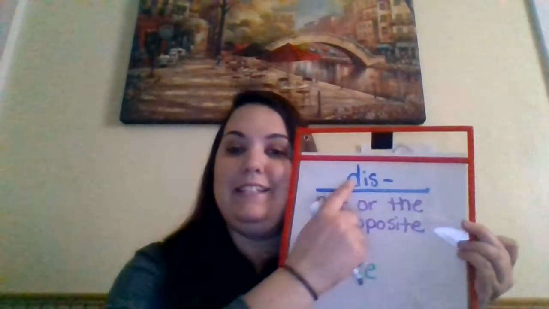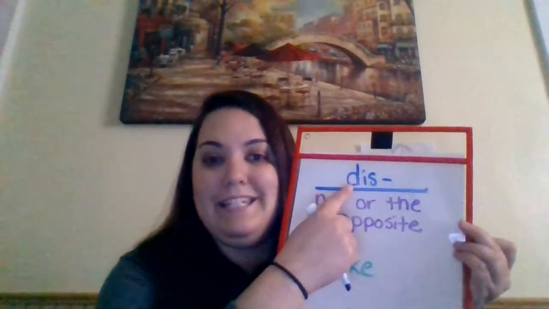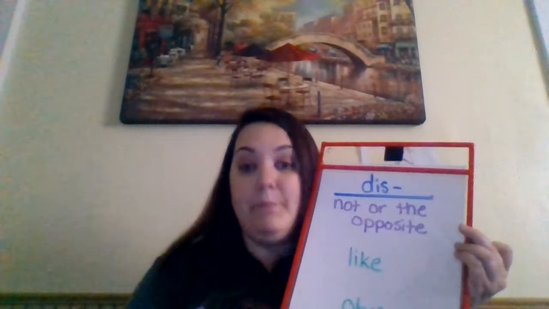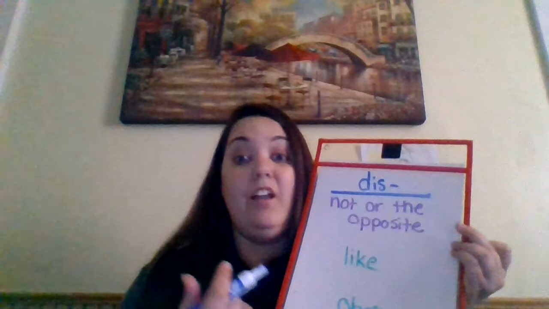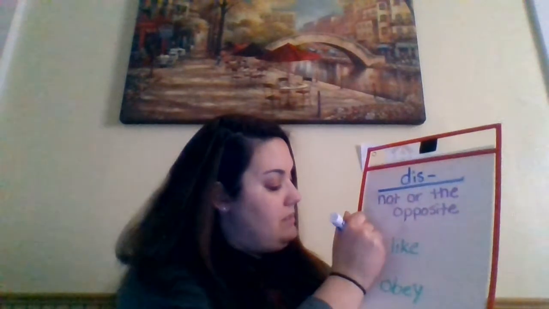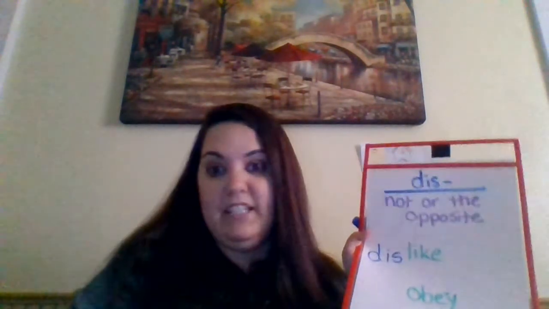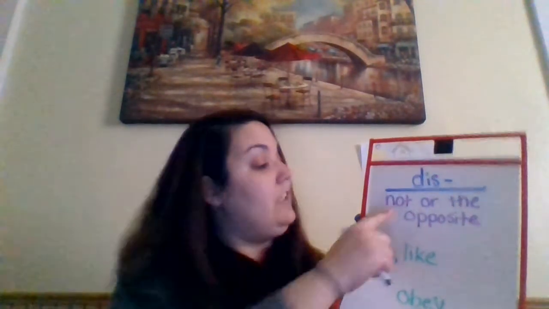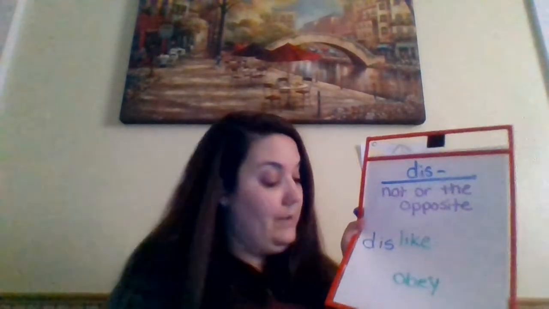Our next prefix is dis. When I see dis before a word, it means not, or it means the opposite of something, just like un. So if I like something, it means I enjoy it. If I put dis in front of that, now I have dislike. If I dislike something, that means I do not like it. So it's not, I do not like.